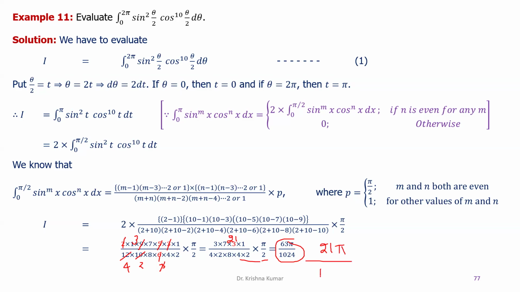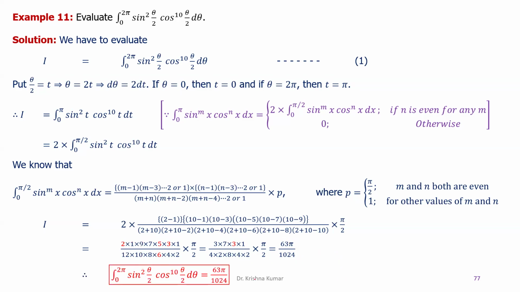So the answer is 21 pi upon 1024. So this is the answer of this question. Hence, the value of the given integration of sine to the power 2 theta by 2 cos to the power 10 theta by 2 d theta is nothing but 21 pi upon 1024. Thank you.